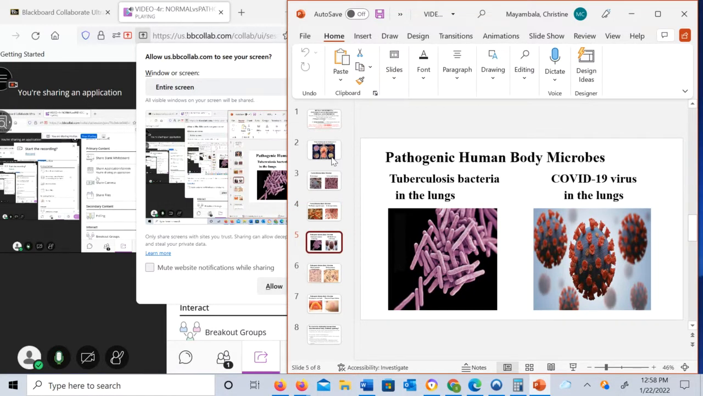Slide number 5. Now we're talking about pathogenic organisms. Many of them you have heard of, I'm sure, in one aspect or another. For example, the bacteria that causes tuberculosis is not normal in the lung. So of course it causes disease, it causes infection, it causes TB. Same thing with the ongoing infection with COVID-19. It's another microbe that is pathogenic in the lungs.